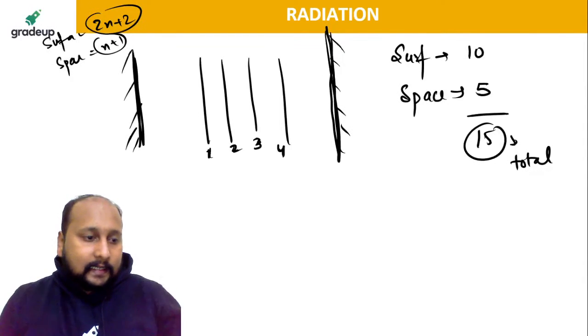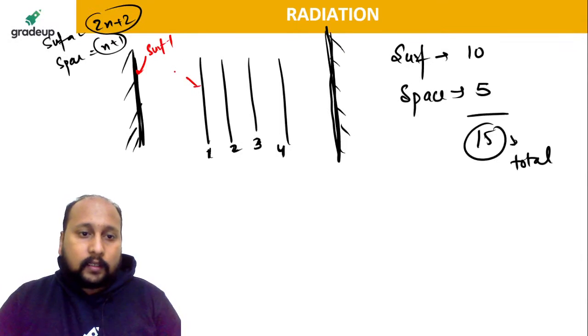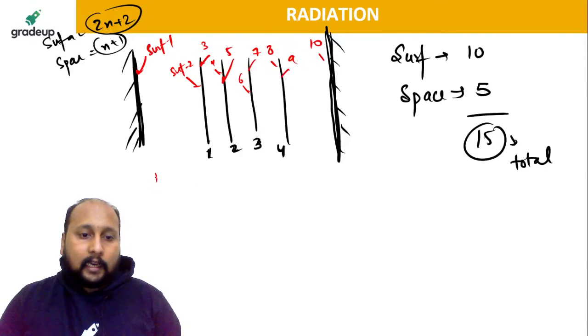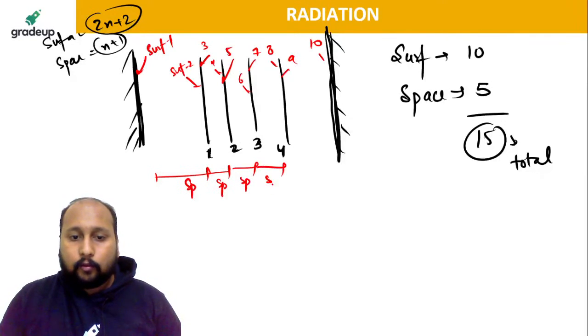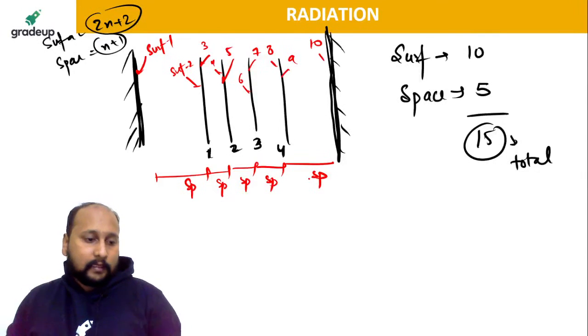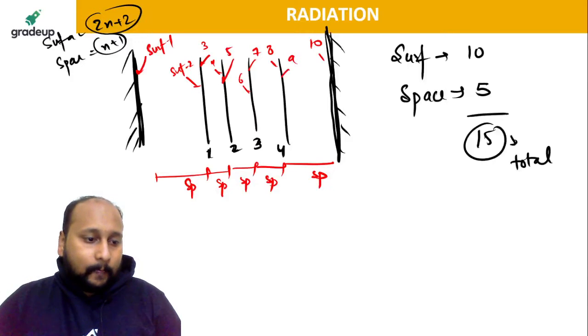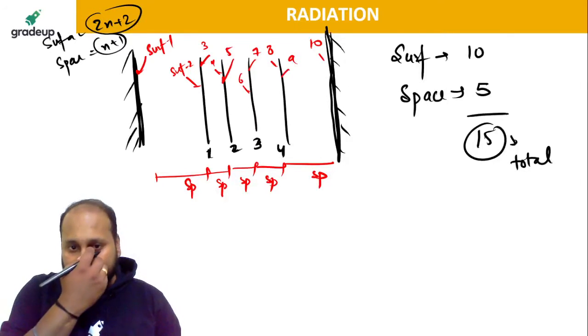Okay, let us count for those who are having doubts about how this has this much value. This is your surface 1, surface 2, surface 3, surface 4, surface 5, surface 6, 7, 8, 9 and 10. 10 surfaces, and in between 1 space, 2 space, 3 space, 4 space and 5 space. Is this clear? Understood? Okay. Very good. So total 50.